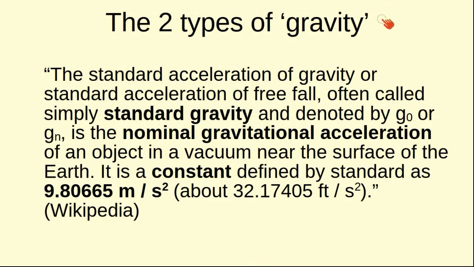There are two types of gravity to start off with. Immediately start off with that. There's not just gravity on Earth, there's the gravity that we'll look at, the universal one. The first one we're all aware of, we should be: the standard acceleration of gravity or standard acceleration of free fall, often called simply standard gravity and denoted by g0 or gn, is the nominal gravitational acceleration of an object in a vacuum, interesting, near the surface of the Earth.